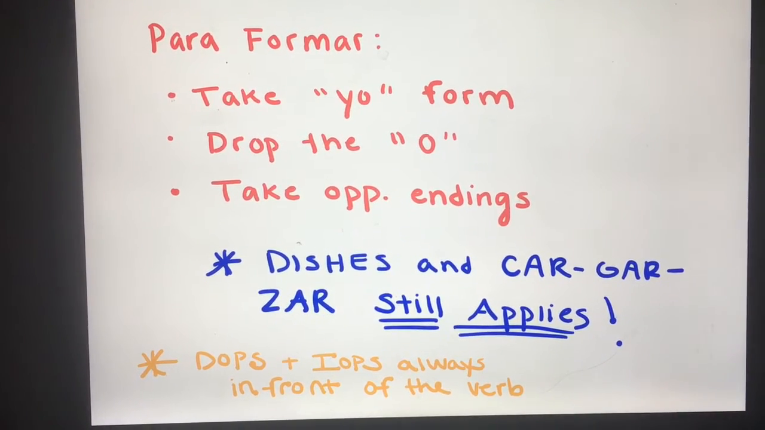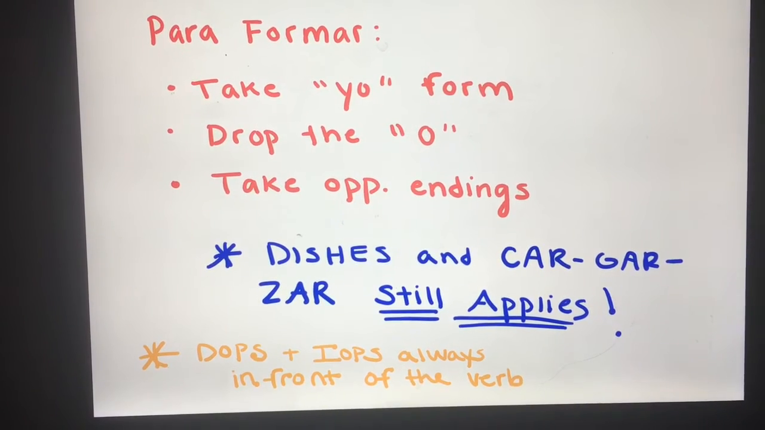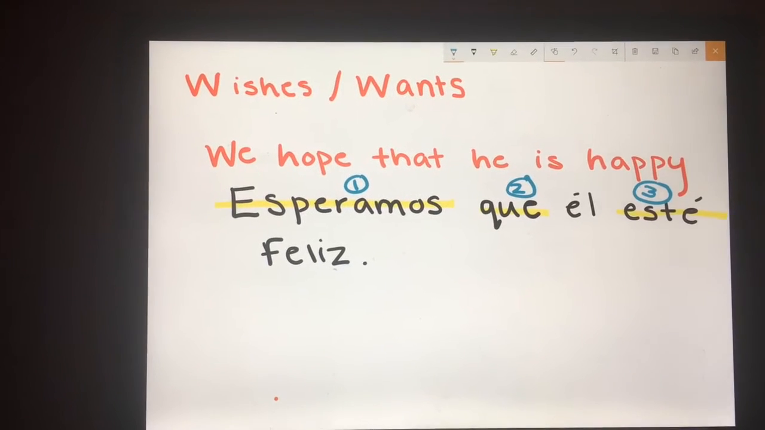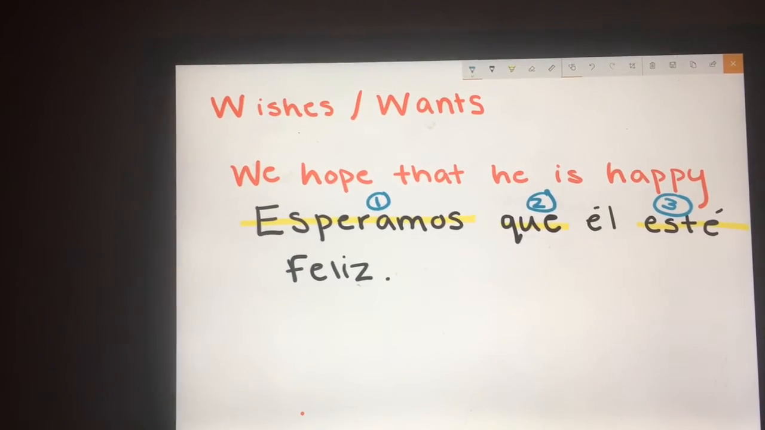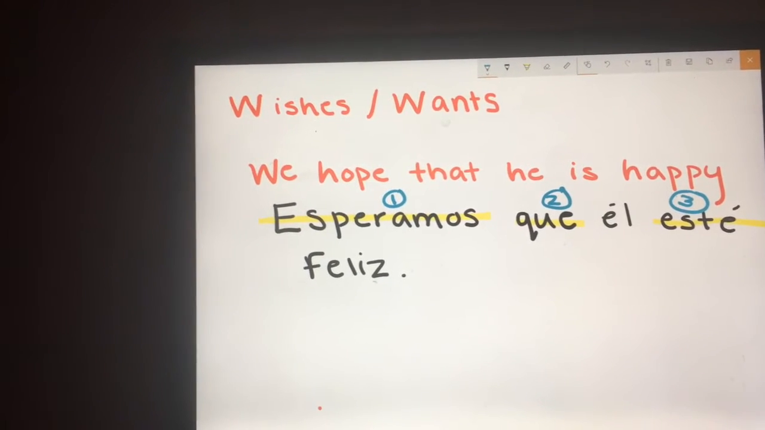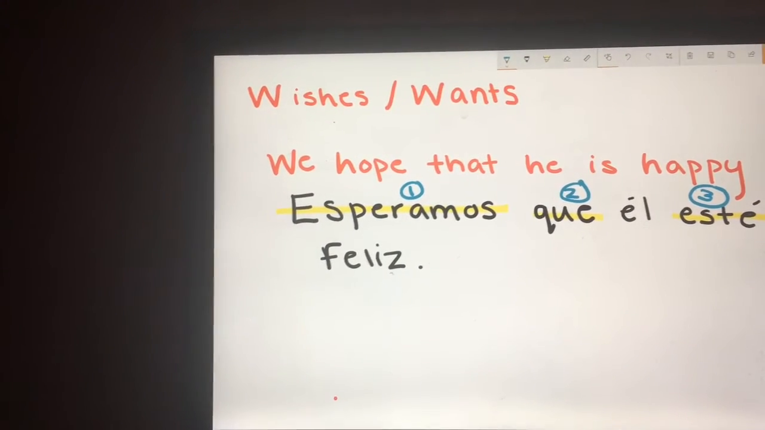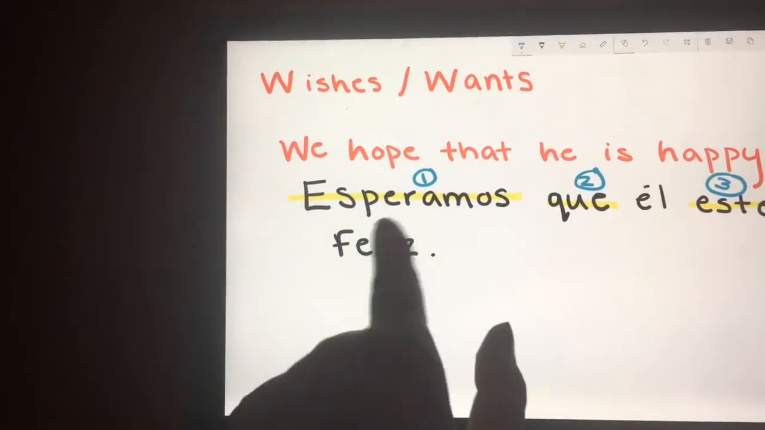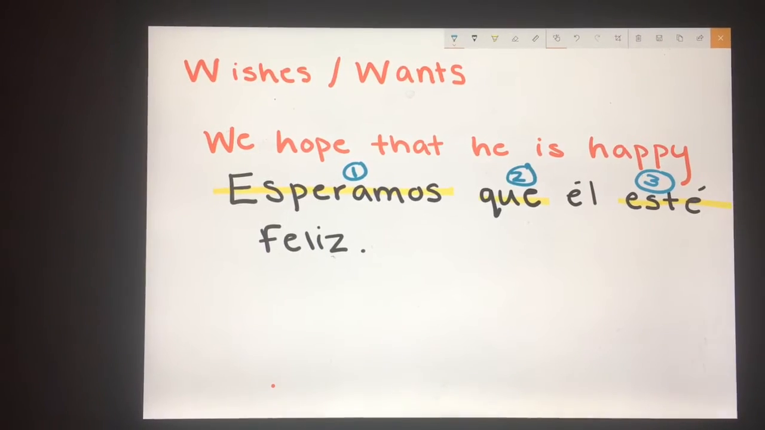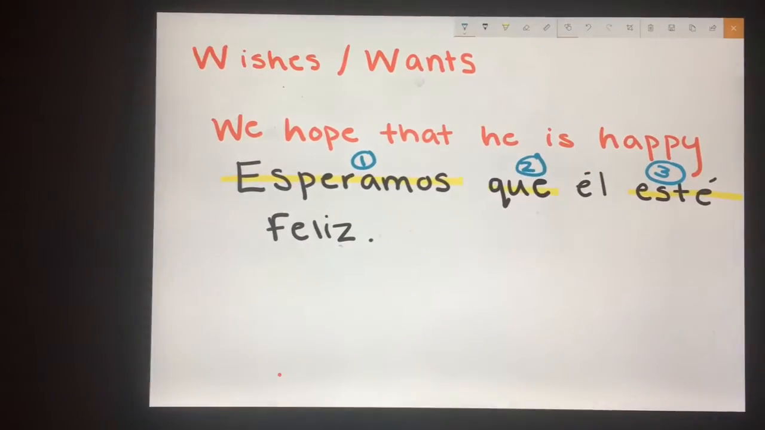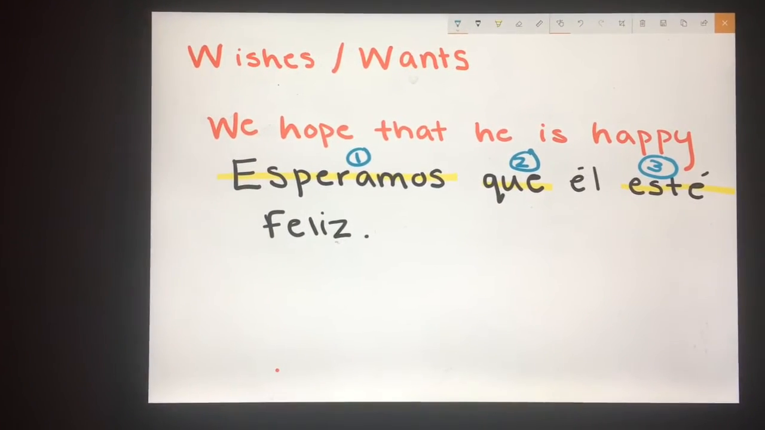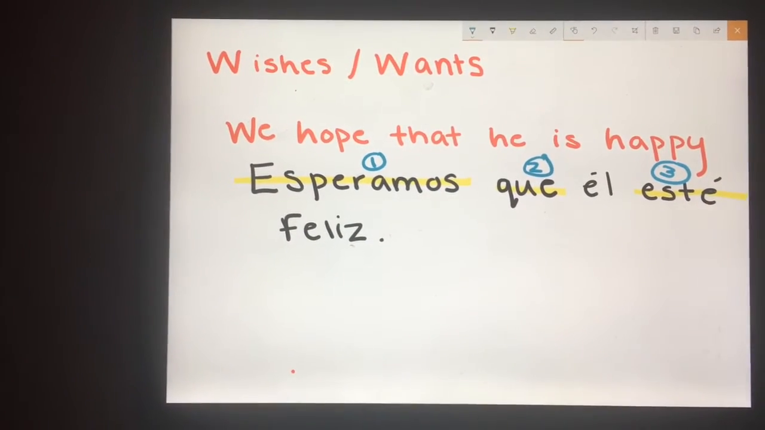Now that we know how to form the subjunctive, let's look at each part of the acronym, WEDDING. The first part of WEDDING is wishes and wants. The sentence I chose is "we hope that he is happy," so this is something we're wishing for. My indicator is there, it's esperamos. I also have the que, and I do have the change in subject from we to he. That gives me the green light that I can go ahead and conjugate estar in the subjunctive.